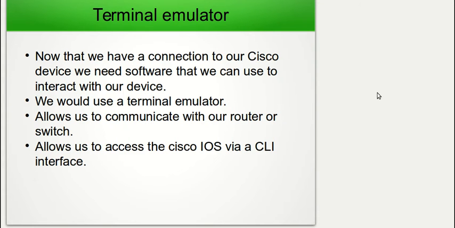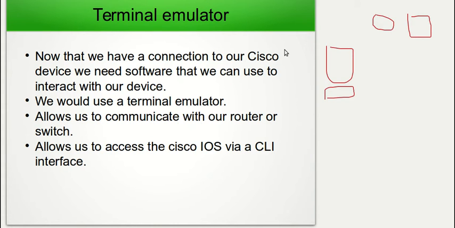So now that we have a connection to our Cisco device, either via a remote connection or a wired connection, we need to have some software that we can use in order to interact with our device. And the software that we network engineers use to actually interact with our Cisco device is known as a terminal emulator. All a terminal emulator does is allow us to communicate with our router or our switch. So it'll be software running on our PC, which allows us to communicate with the Cisco switch or the Cisco router.